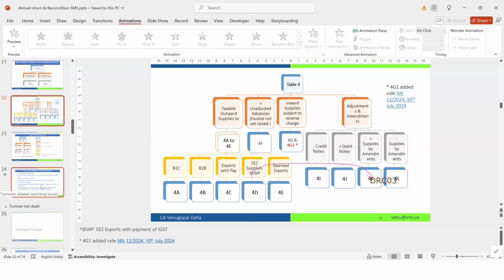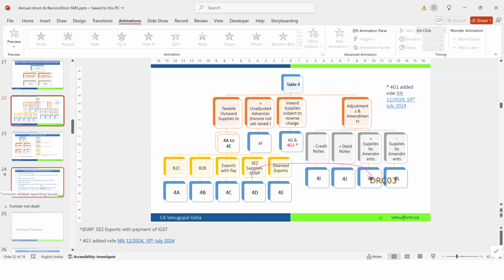Why? When I am making a refund, that means I have not even paid the cash. So the taxes paid are always net of refund. Then it would be 1 minus 0.1, the 10,000. My table 4 will only be showing 1 lakh. Table 11 will not show anything because I have not adjusted anything in the next year.